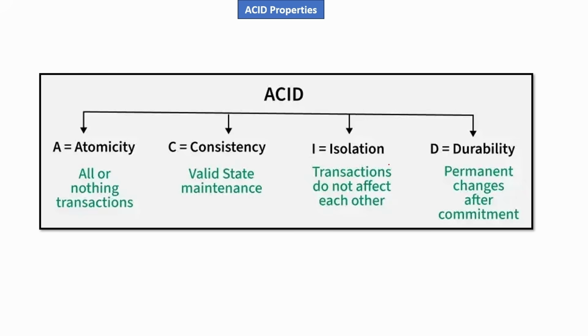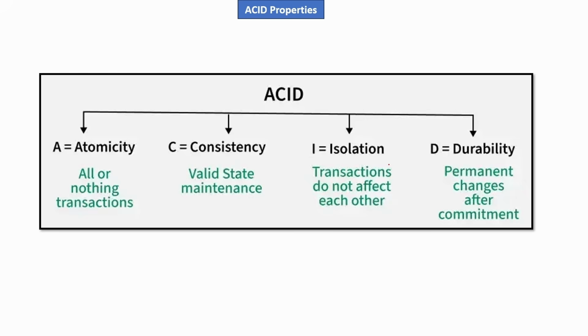What is isolation? Isolation ensures that transactions run independently without affecting each other. So changes made by one transaction are not visible to others until they are committed to the system. This is known as isolation.